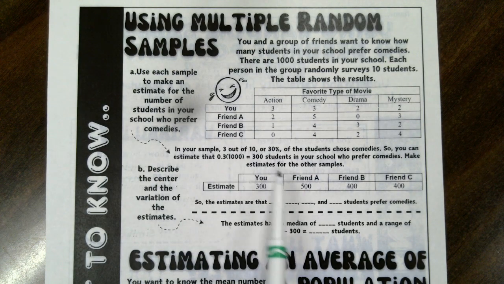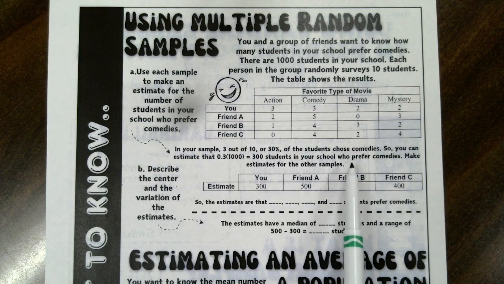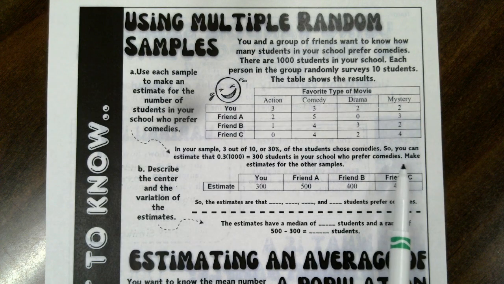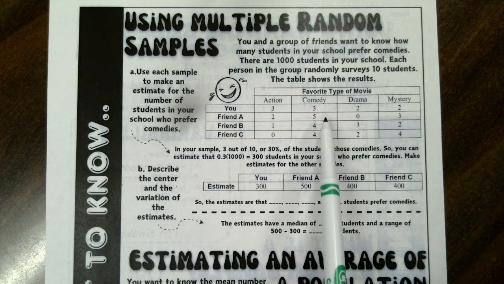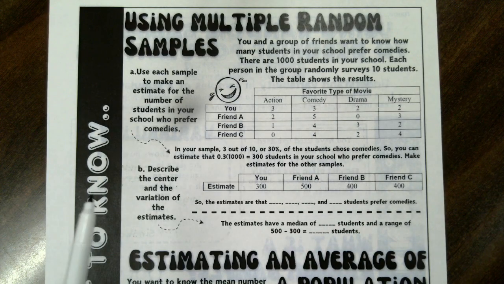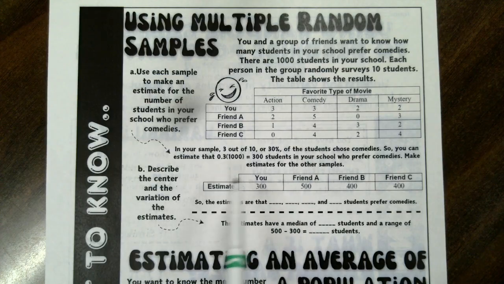So I'm going to estimate that 300 students in the school prefer comedies. So then we can make estimates for the other samples. So then we could say, like, this one, friend A, we can assess here, here, and here.